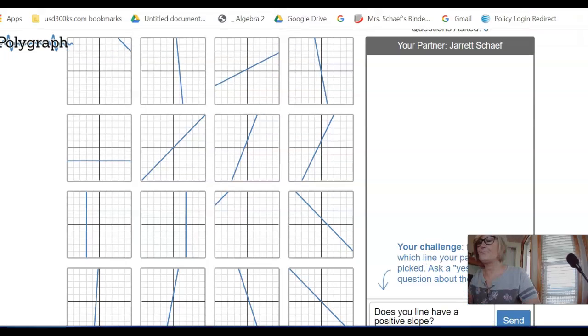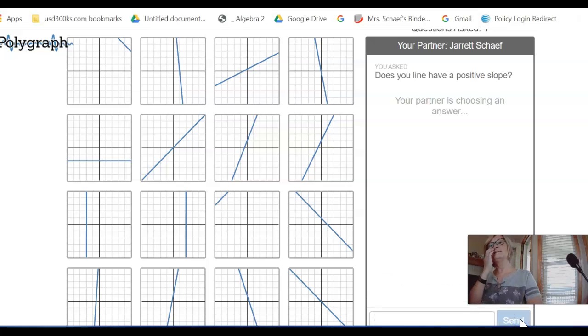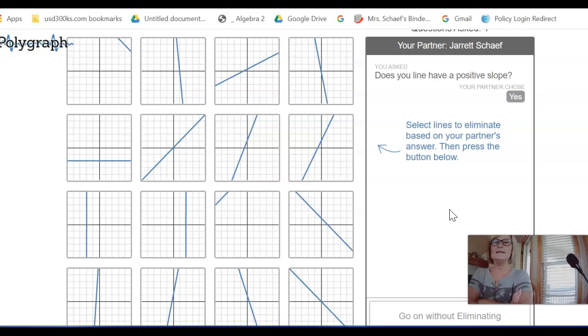slope? Okay, so I am going to now send him this message, and you can see that at the top. So does your line have a positive slope? He's going to choose the answer and send it to me. Now he has to answer in either yes or no. So he says yes. So then what I'm going to do is I need to go through and eliminate everything that does not have a positive slope.